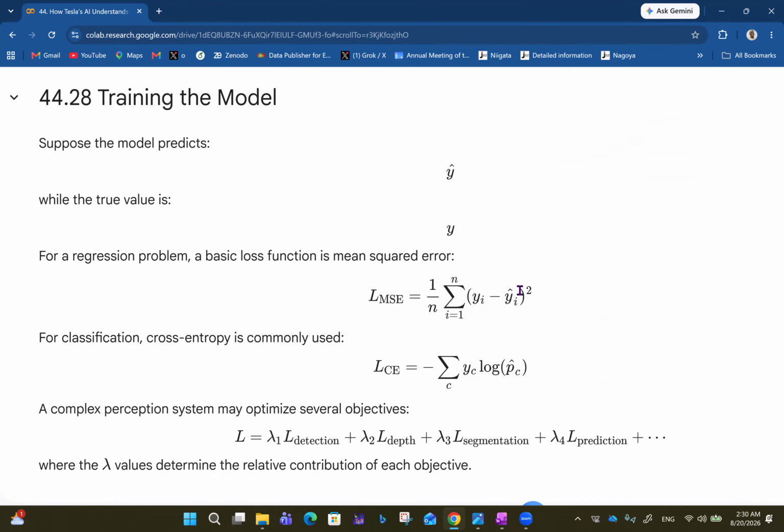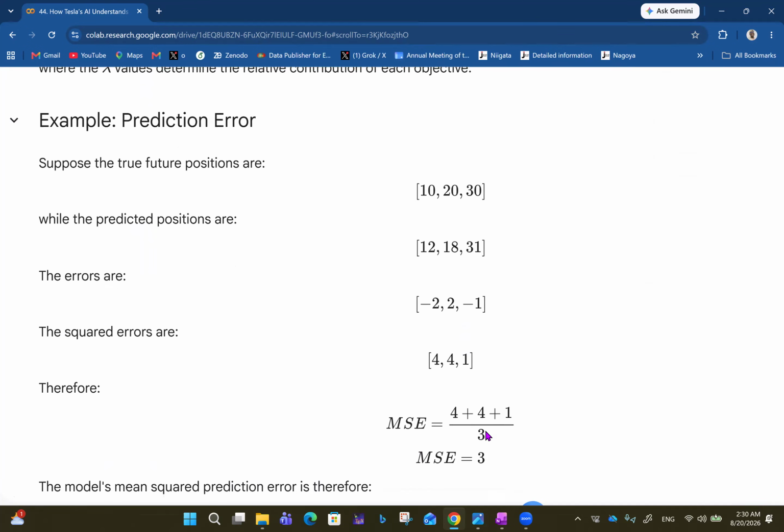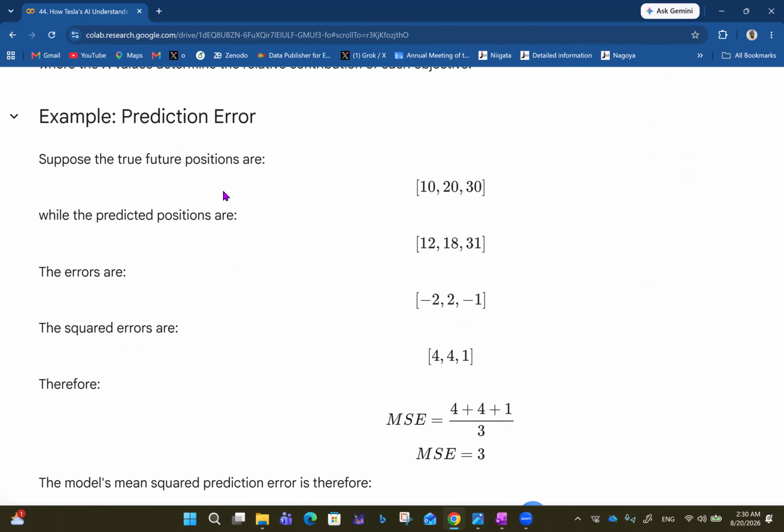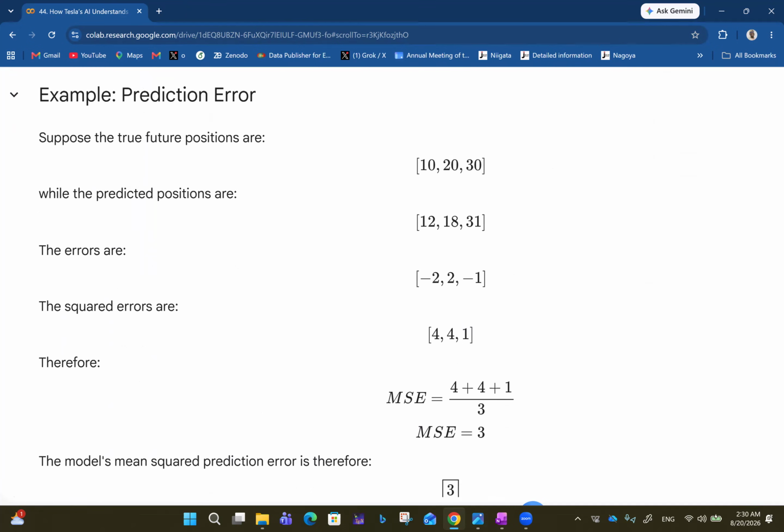This is for regression. Then in a complex perception system, we optimize several objectives, like L equals lambda 1 times detection, lambda 2 for depth, lambda 3 for L segmentation, lambda 4 for L prediction, and all that, where the lambda values determine the relative contribution of each objective. I think we saw the same kind of thing when we talked about prediction systems for Netflix and all of that.